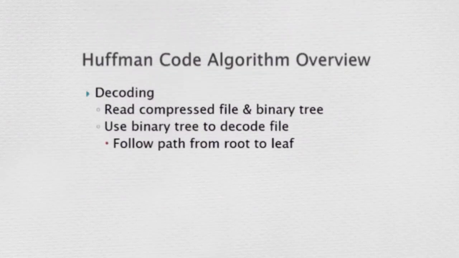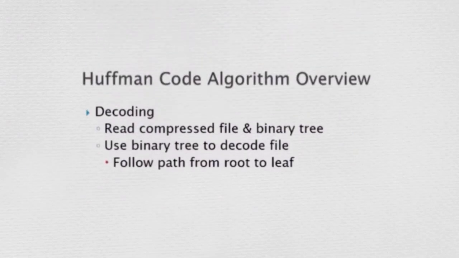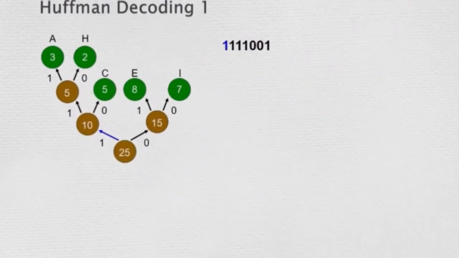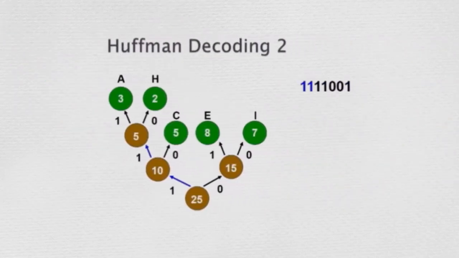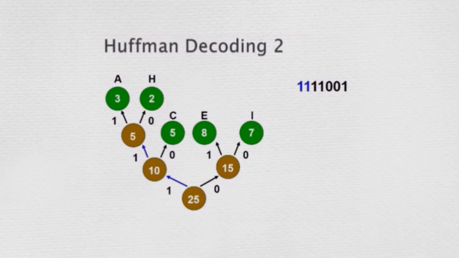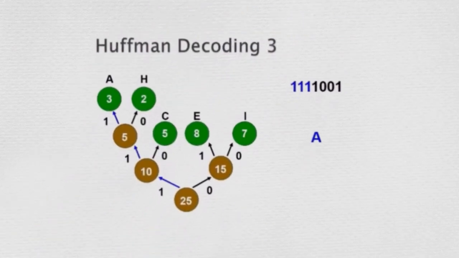Now let us go for the overview of decoding. First, we take the compressed file and the binary tree. Use the binary tree to decode the file, that is, follow the path from root to leaf. Here, this code can be decoded as follows: first, if we take 1, we didn't reach a leaf node, so consider the next digit, that is 1. Even though we didn't reach the leaf node, we continue the process until we reach the leaf node. Now we have reached the leaf node, that is A.